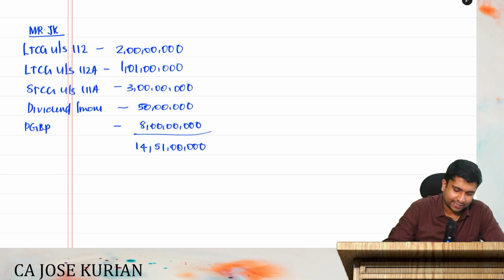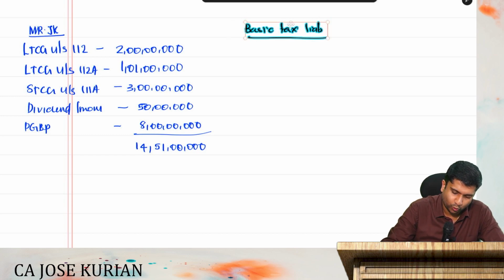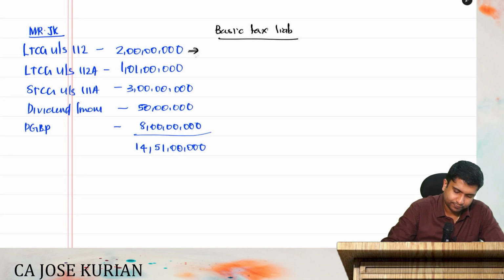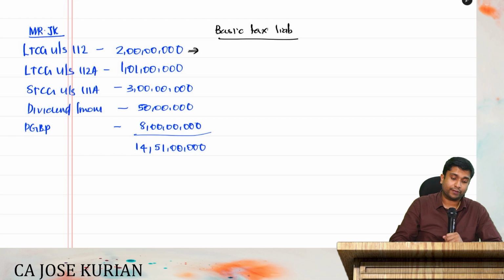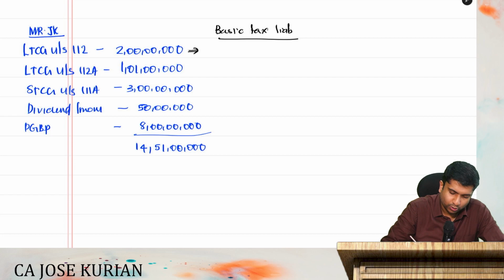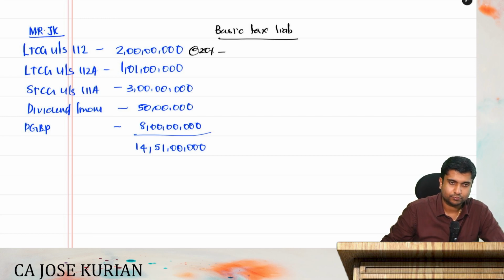Now let's compute the basic tax liability. First, let's compute the basic tax liability. While computing basic tax liability, the first thing you have to note is, for 112, not 112A, for 112, how much is the basic tax liability? At 20%. Yes or no? How much is 20% on 2 crore? 40 lakhs.